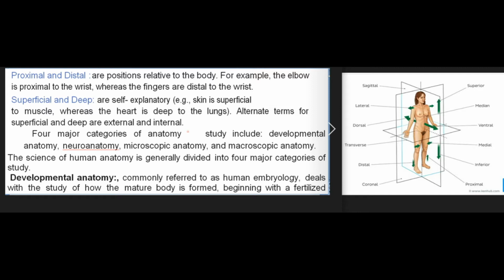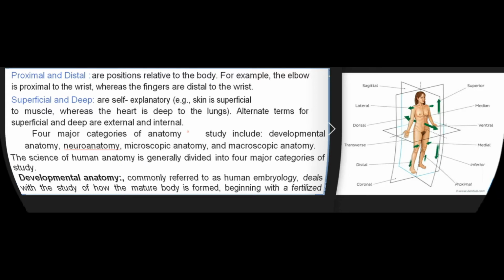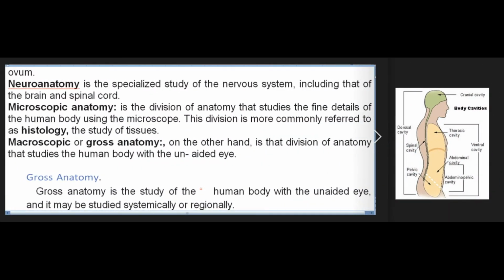Four major categories of anatomy study include developmental anatomy, neuroanatomy, microscopic anatomy, and macroscopic anatomy. The science of human anatomy is generally divided into four major categories of study. Developmental anatomy, commonly referred to as human embryology, deals with the study of how the mature body is formed, beginning with a fertilized ovum.